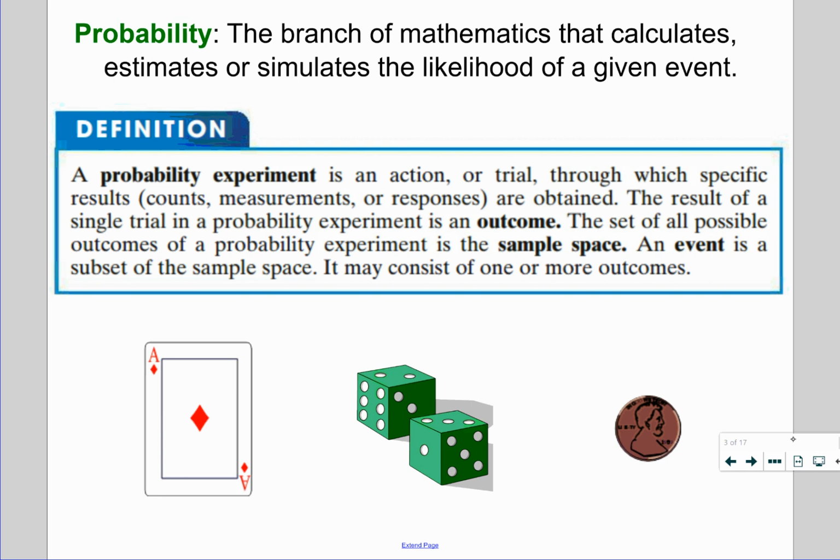And then we have also an event. So an event could be one of those outcomes, but it could be more than one. And that's where probability starts to get a little more complicated. We might calculate the probability of rolling a 2 and then rolling a 4 right after that. Okay, so that's more than one outcome combined to make an event.